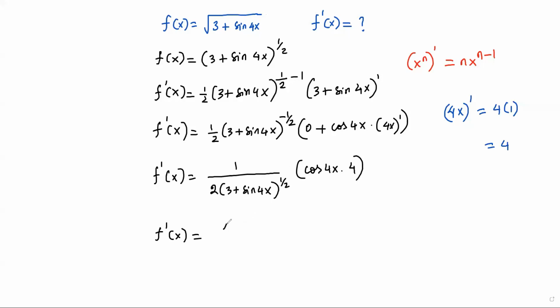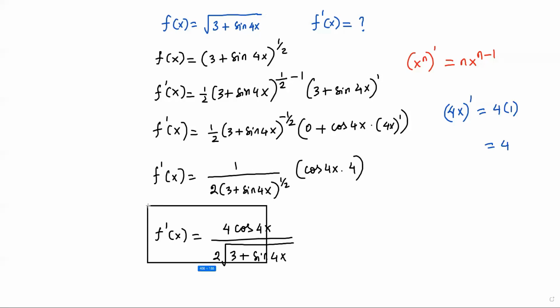So it can be written as 4 times cosine 4x over 2 times. Here, whenever the exponent is 1/2, it can be written as a square root. So 2 times square root of 3 plus sine 4x. Okay, now I got the derivative of the given function, that is, 4 cosine 4x over 2 times square root of 3 plus sine 4x.